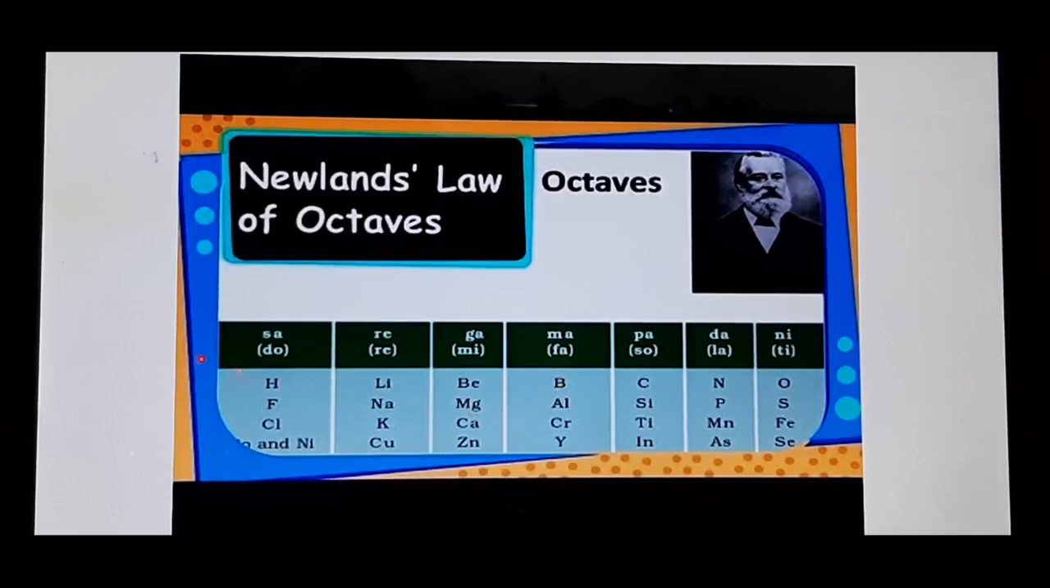This is what he identified, or mentioned, in his law of octaves. Octave means related with 8, and you can always remember that he correlated this with music, as music also has 7 sounds.